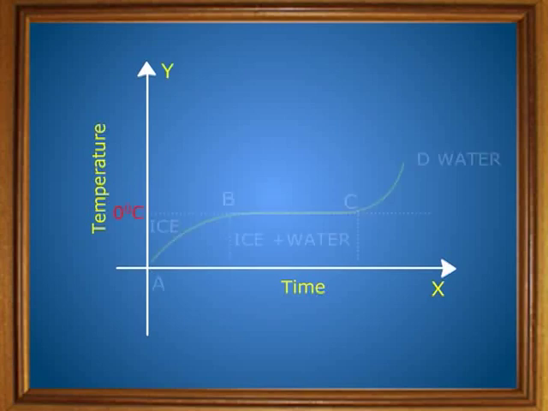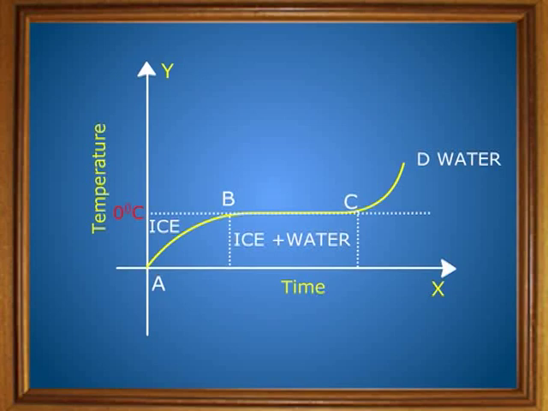Now you can observe the graph carefully. You can see three zones: AB only for ice, BC ice and water, and CD only for water. In zone BC, temperature remains constant, that is 0 degrees centigrade, till all the ice changes to water.